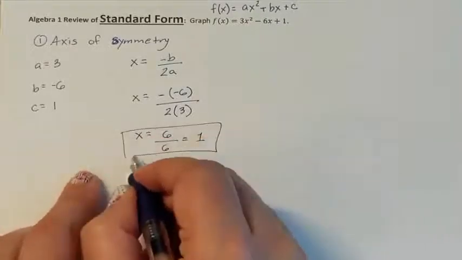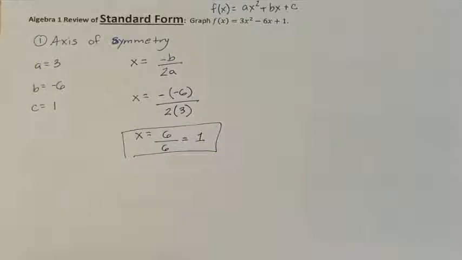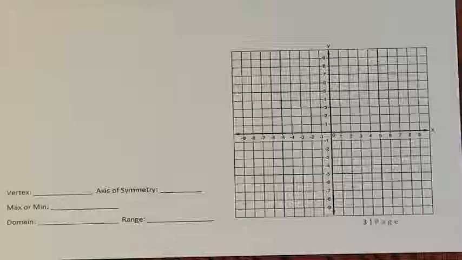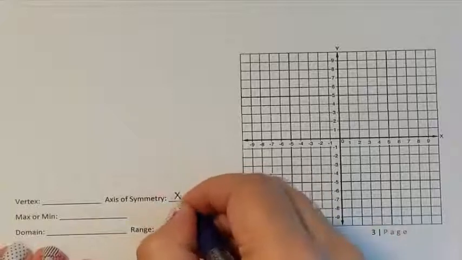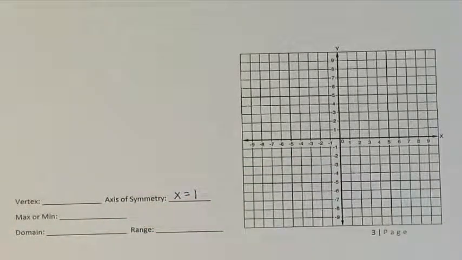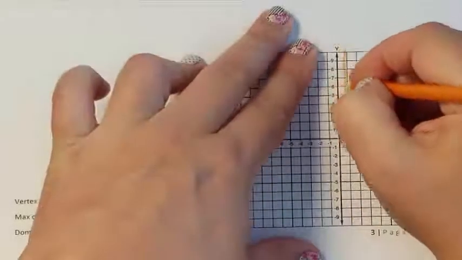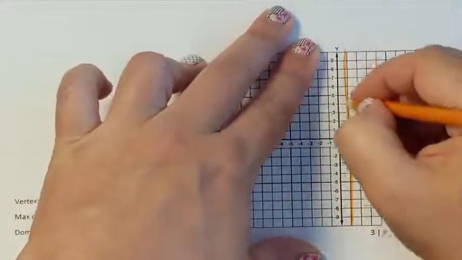So I need to graph my axis of symmetry. I will be using orange, just like we did in the previous problems. You said the axis of symmetry was x equals 1. So here is my x, there's the 1. So here is my axis of symmetry at x equals 1.